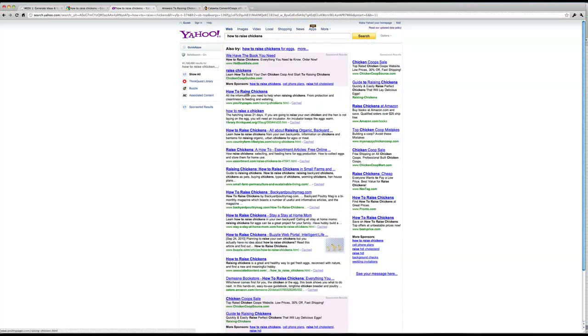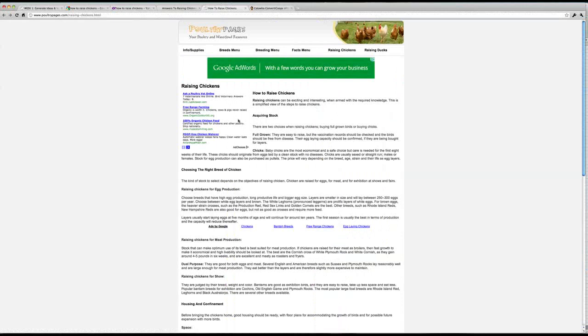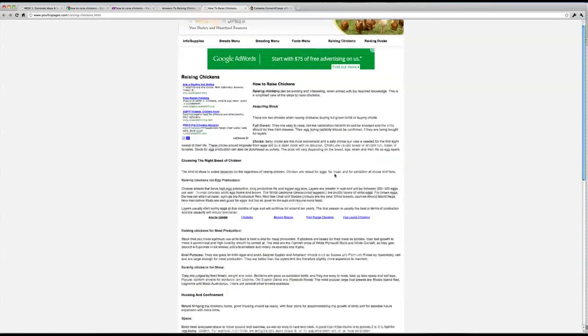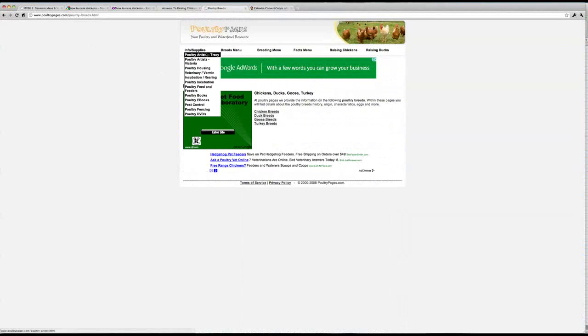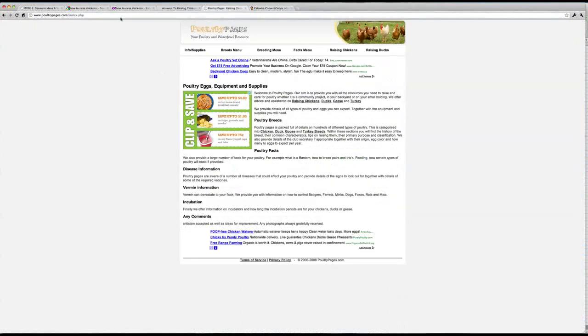Poultry pages. That's a good one to look at. Let's look at poultry pages. That's going to be a content site. Free range farming, organic chicken feed, poop-free chicken waterer. Let's look here. See what else they might have. Breeds and breed menu. Let's just come up here to the main page. Again, what I'm looking for is advertising on the main site. Okay, that's a coupon ad.